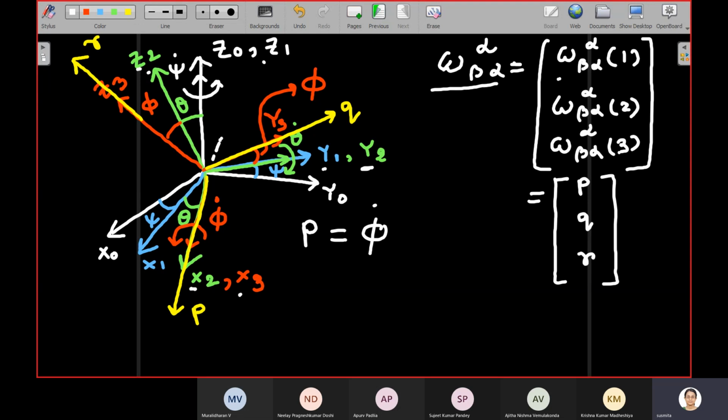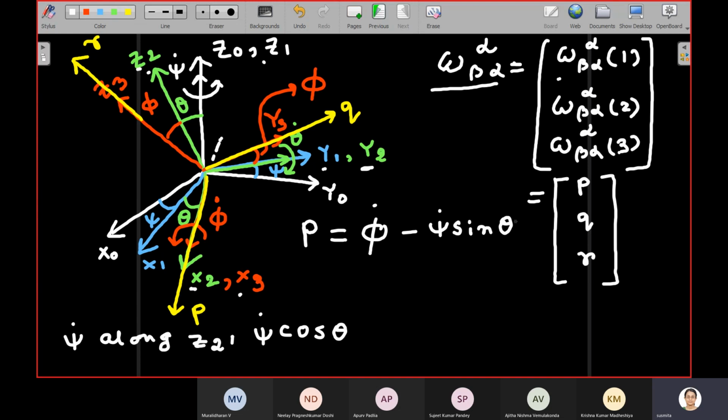Which means psi dot will have a component in the negative direction of x3, correct? So what is the component along z2? The component along z2, psi dot, cos theta, yes, psi dot cos theta, right? And then the component along negative x2 or negative x3 would be psi dot sin theta. So we can write psi dot sin theta, right?